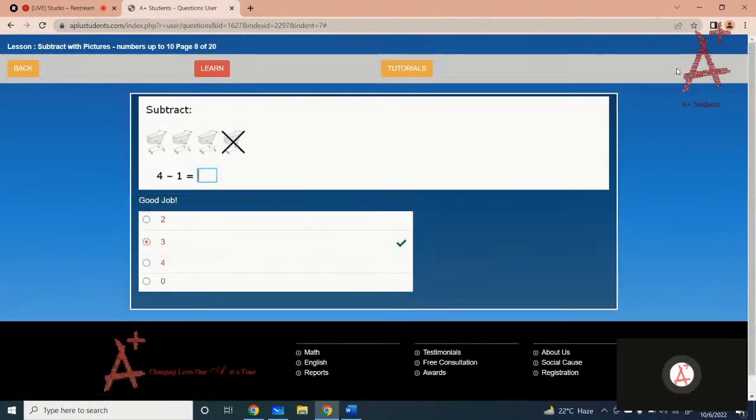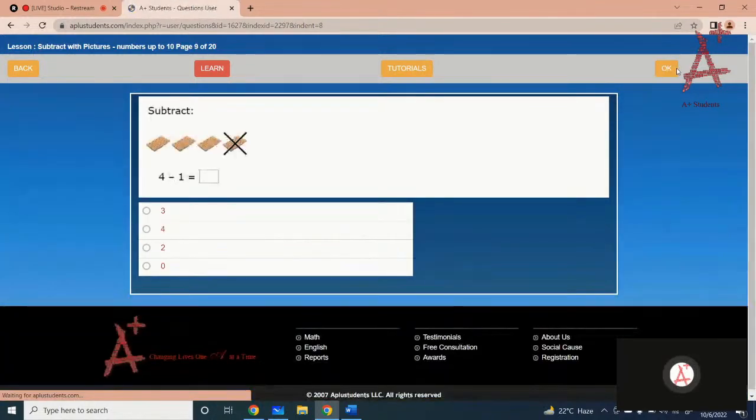So you can communicate through a chat box. Right below the video you have a live chat button. You can write the answers on the chat box. You can communicate with me.